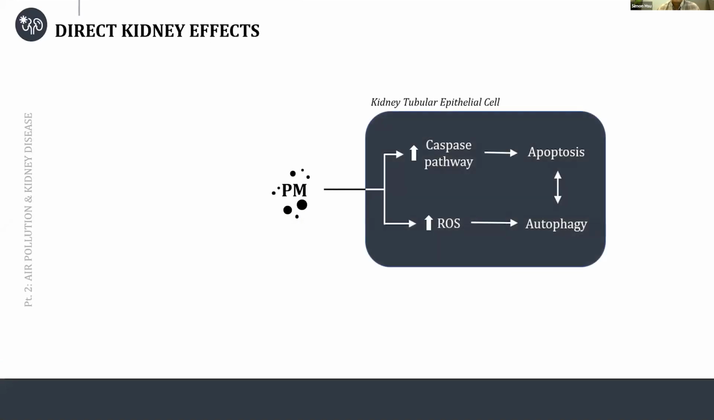This is a simplified figure that I made really to summarize the results of experimental studies looking at direct kidney effects of particulate matter, which is the most well-studied. In experimental studies, particulate matter has been shown to increase a pathway called the caspase pathway that can lead to apoptosis in human epithelial cells. It has also been shown to increase the amount of reactive oxygen species, which damages the mitochondria and leads to autophagy. So both of these are potential mechanisms by which, if they occur in the kidney tubular epithelial cell, for example, can cause kidney damage.